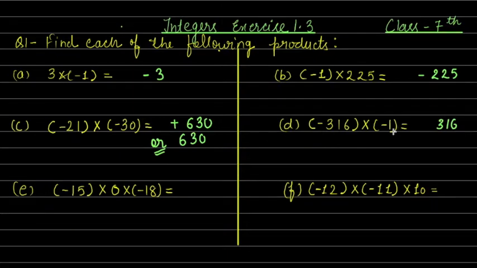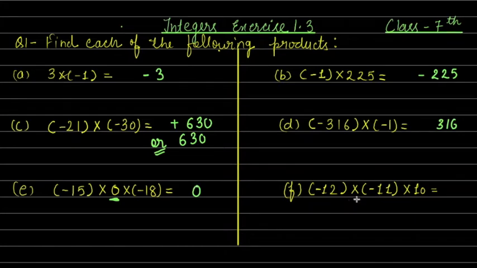Now this is minus and this is also minus. So minus and minus in multiplication becomes positive. So your answer will be 316. Now this question, minus 15 into 0 into minus 18. So notice it is given to be multiplied with 0 also. As we have already explained, if you multiply any number by 0, any number means any, whether it is in lakhs or crores, the result will always be 0. Whether it is a positive or negative integer does not matter. It's a clear rule that your result will be 0.